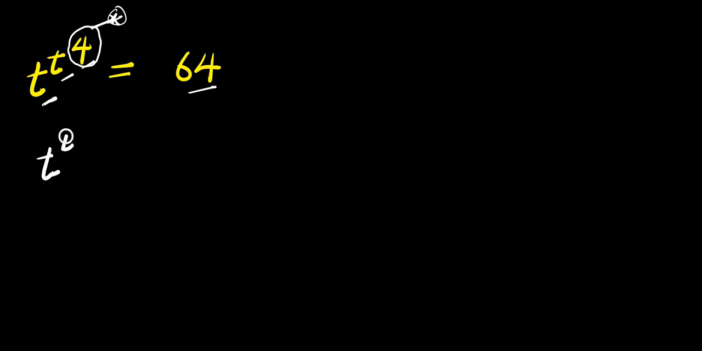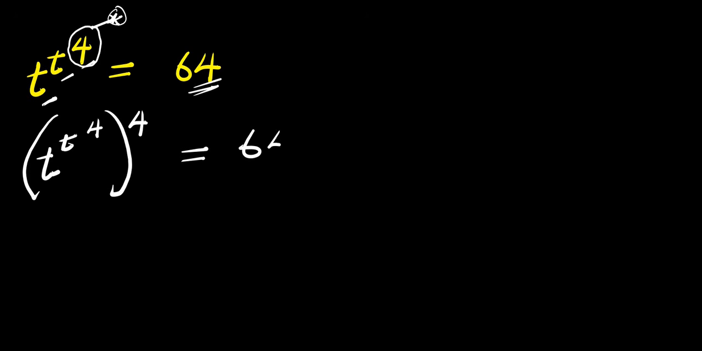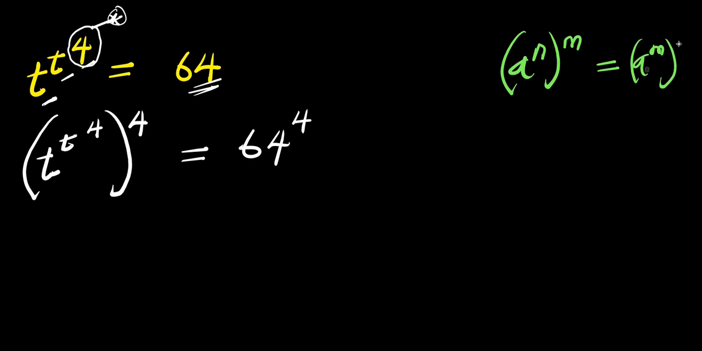I have t to the power of t to the power of 4, and this is raised to the power of 4. And we also raise this other part to the power of 4. We have 64 to the power of 4. Now, let's consider this identity. If you have a power m raised to the power of n, this equals a power n raised to the power of m.